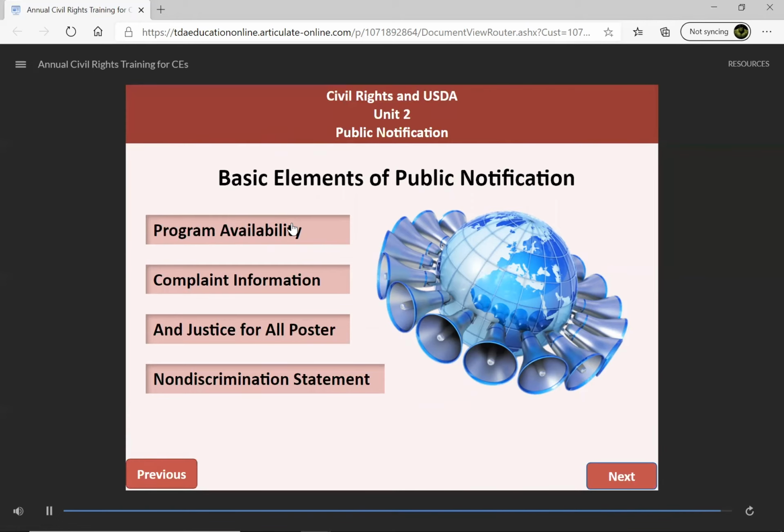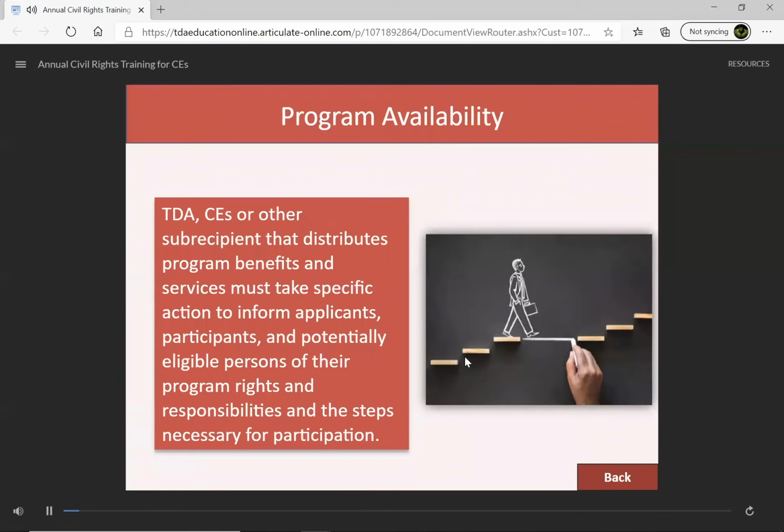Program availability. TDA, CEs or other subrecipient that distributes program benefits and services must take specific action to inform applicants, participants, and potentially eligible persons of their program rights and responsibilities and the steps necessary for participation.